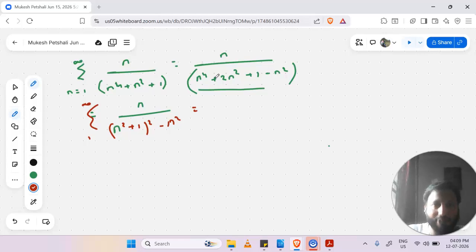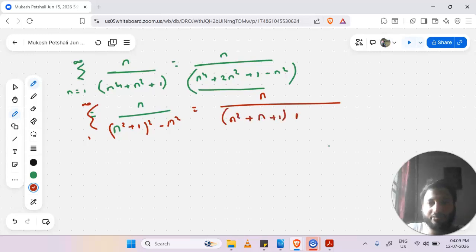Now a^2 minus b^2 can be written as a plus b and a minus b, which is n^2 plus 1 minus n. I'm writing it in a particular order. It should be n^2 plus 1 plus n times n^2 plus 1 minus n. So that's what I wrote. Now what am I getting out of doing all these things? If you look at both these factors and the difference of these two, it's coming out to be 2n.